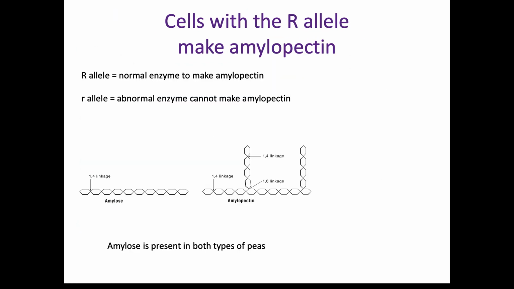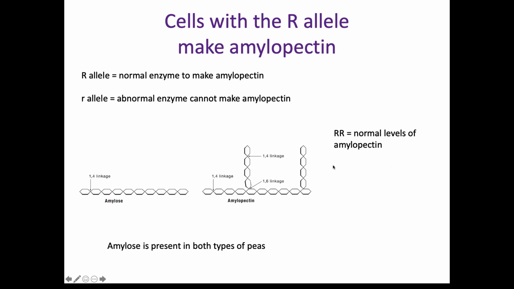So we have our two alleles now, and we now understand what the gene codes for, and we understand what the difference is between the two alleles. How does this give rise to the two phenotypes of round seeds and wrinkled seeds? Well, in both of the pea seeds, whether it's a homozygous wrinkled or a homozygous round, they both contain amylose. However, they don't both contain amylopectin.